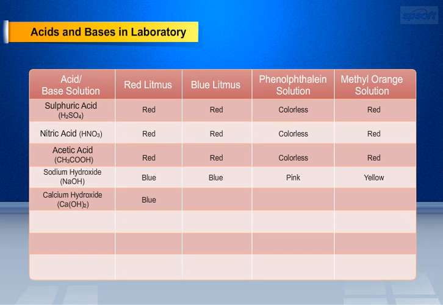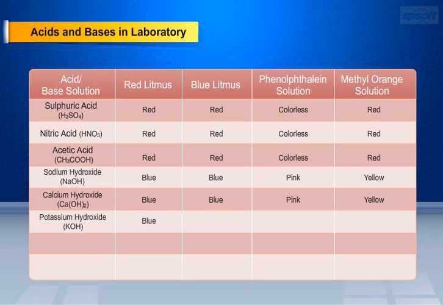Calcium hydroxide changes red litmus to blue. Calcium hydroxide remains the same for blue litmus paper. Calcium hydroxide shows pink color when phenolphthalein solution is added. Calcium hydroxide shows yellow color after adding methyl orange.